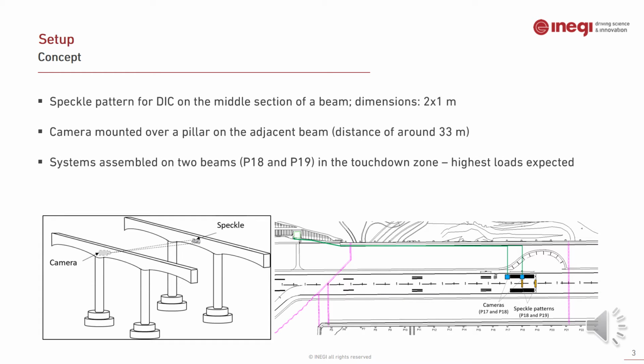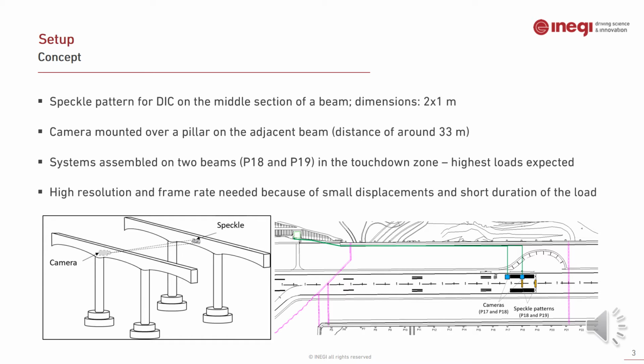Two systems were assembled on 2 beams on the touchdown zone where airplanes are most likely to land, so these beams will likely have the highest loads. And this is the system for which we need a high resolution and a high frame rate, because displacements are small and we're looking from a long distance, and the load happens for a very short time.